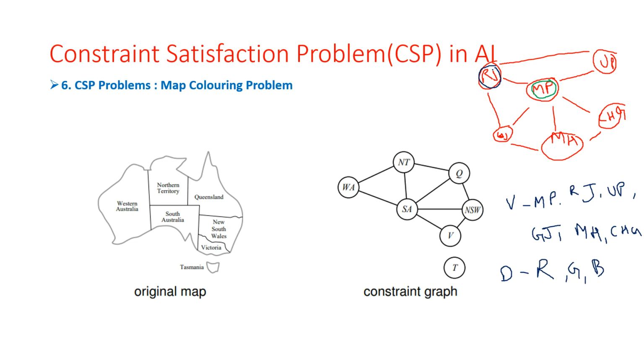And the constraints are: MP is not equal to RJ, MP is not equal to UP, Gujarat is not equal to MP, MP is not equal to Maharashtra, MP is not equal to Chhattisgarh. And Rajasthan is not equal to UP, Rajasthan is not equal to Gujarat, Gujarat is not equal to Maharashtra, and Maharashtra is not equal to Chhattisgarh. So these are the constraints.